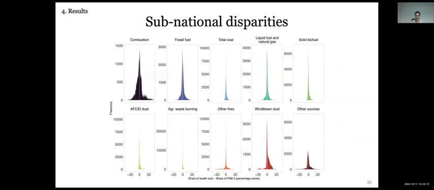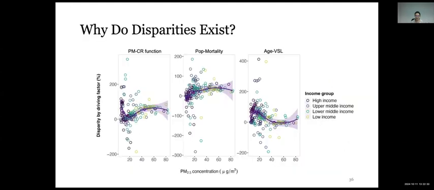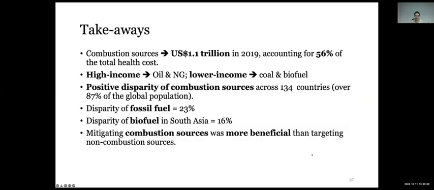For local governments, it's important to implement targeted policies to phase out pollution sources that can generate larger positive disparities. These disparities are largely driven by the nonlinear relationship between PM concentration and the concentration response functions. The pattern was not really clear because of the complexity of this estimation procedure, but the key message here is that the nonlinear relationship between PM concentration and health cost played a dominant role.